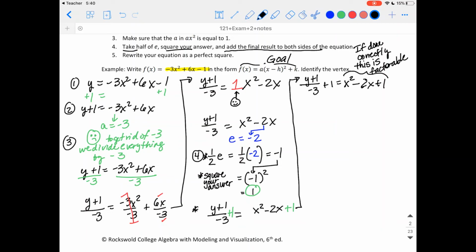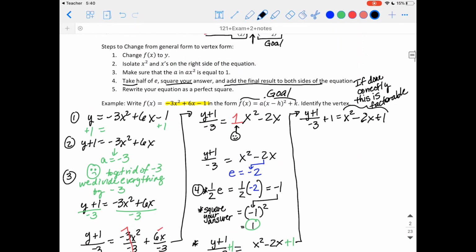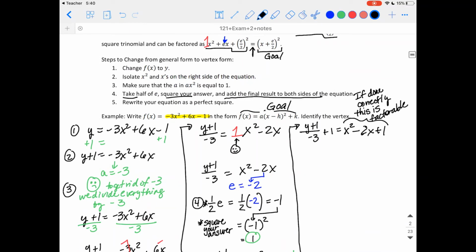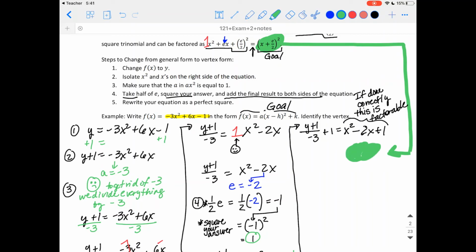So if you notice, let me scroll right back up here. I'm going to use this right here, so let me highlight it. I'm going to rewrite it. In the parentheses, I'm going to have the x, and then I'm going to take e divided by 2.